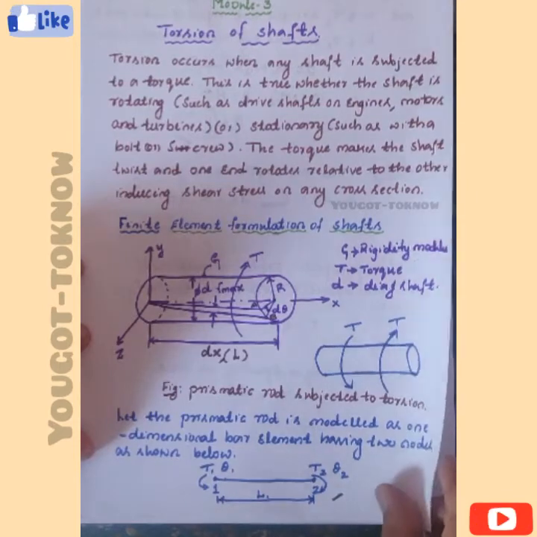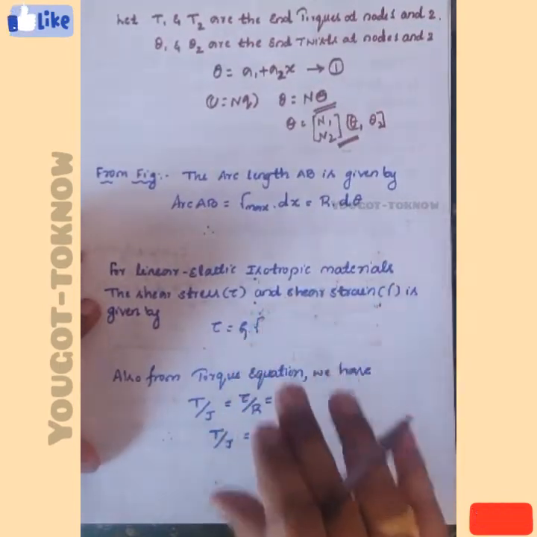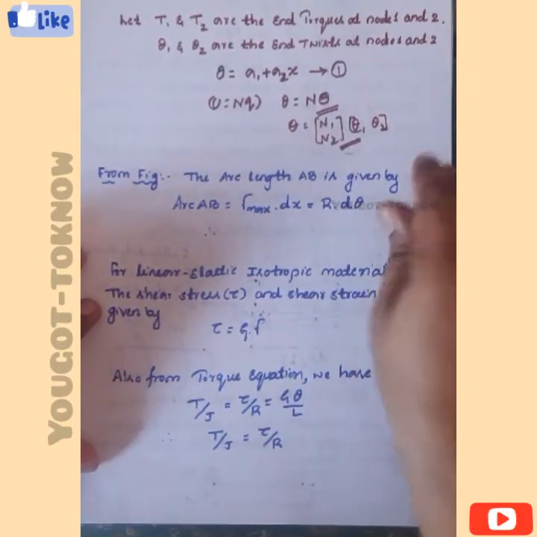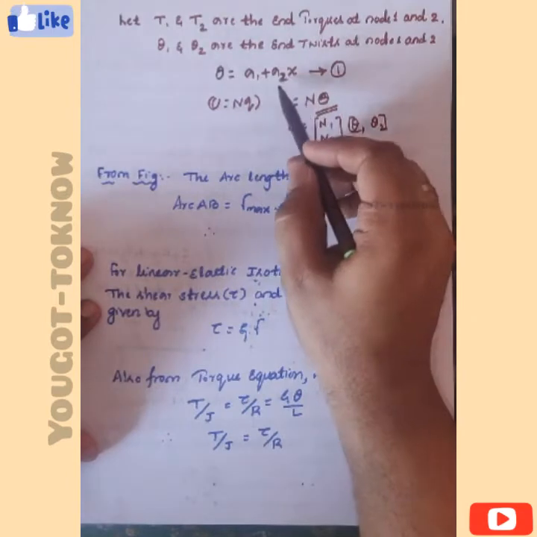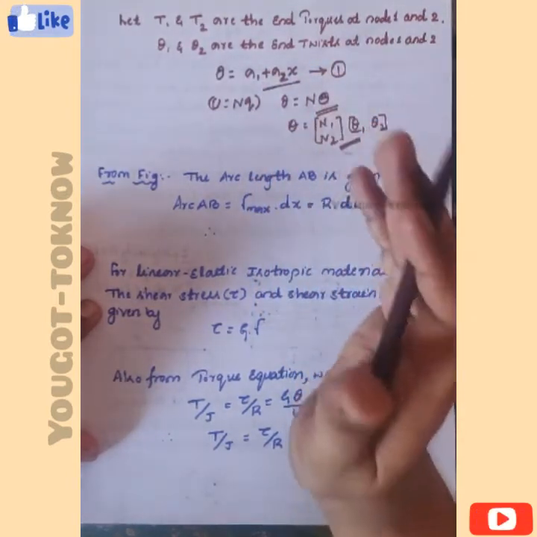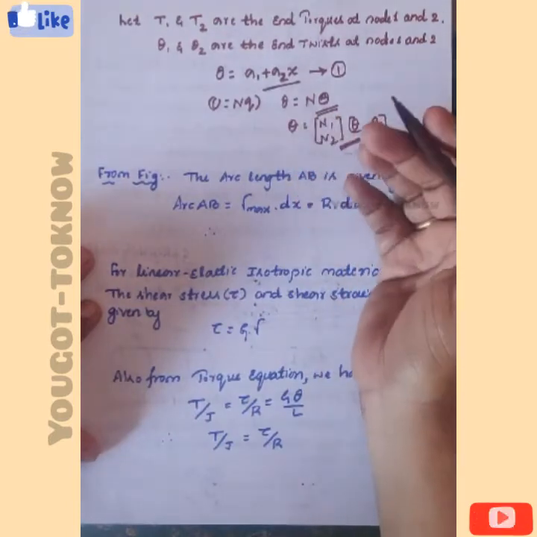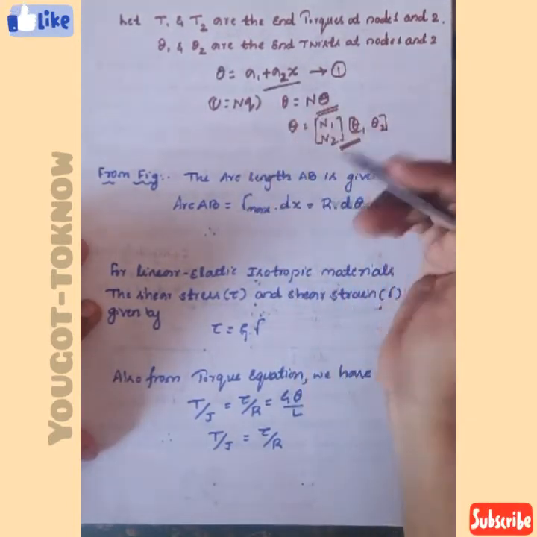Now how to formulate this? What equation do I want to use? T1 and T2 are called the end torques at node 1 and node 2. Theta 1 and theta 2 are called end twists at nodes 1 and 2. Now what is the general equation we are going to use? The general equation is theta equals a1 plus a2 x. Similarly, like what you used in the bar, u equals a0 plus a1 x, I use theta equals a1 plus a2 x. You can use the same equation, no problem.